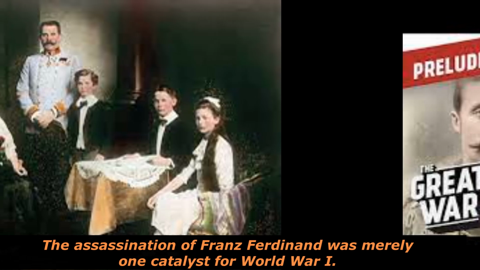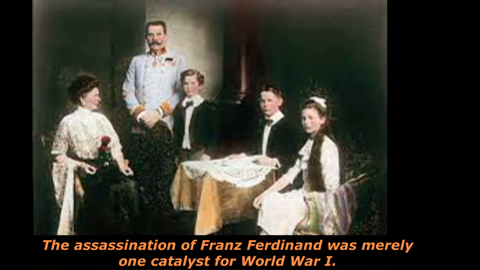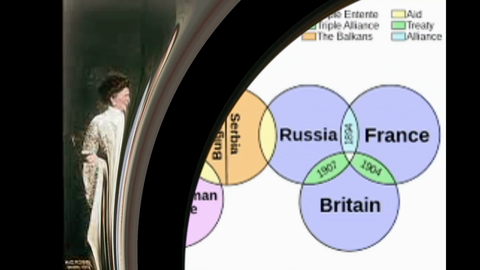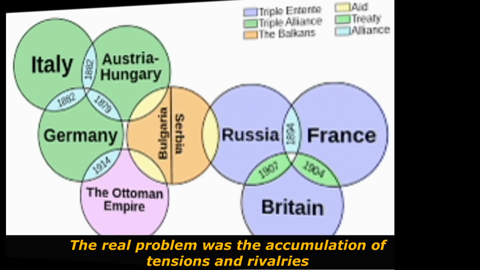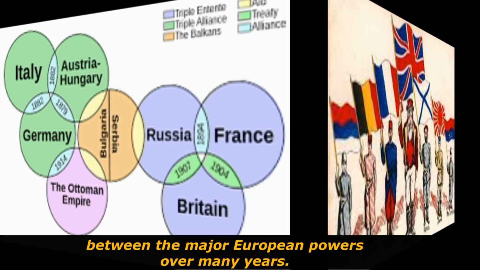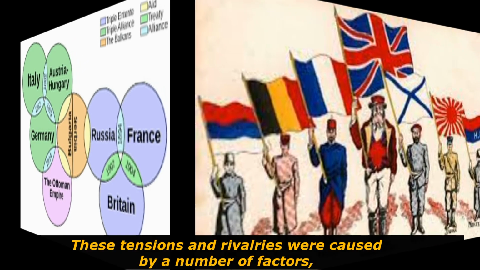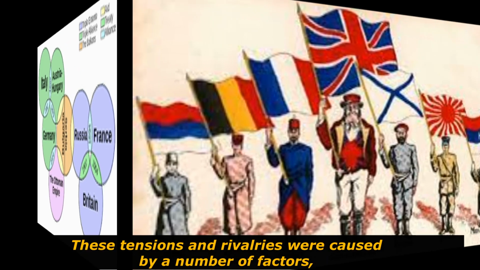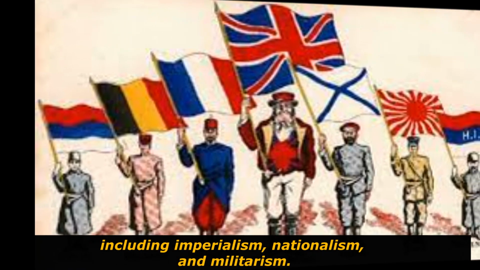The assassination of Franz Ferdinand was merely one catalyst for World War I. The real problem was the accumulation of tensions and rivalries between the major European powers over many years. These tensions and rivalries were caused by a number of factors, including imperialism, nationalism, and militarism.